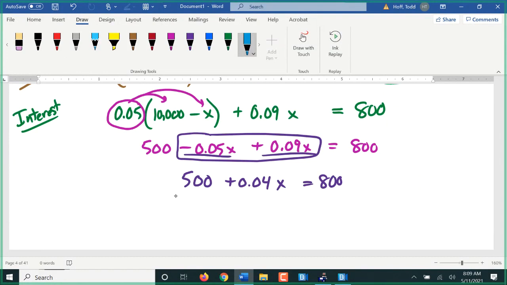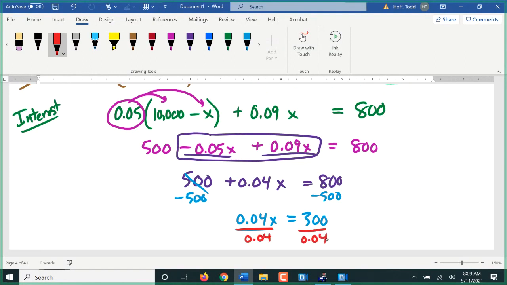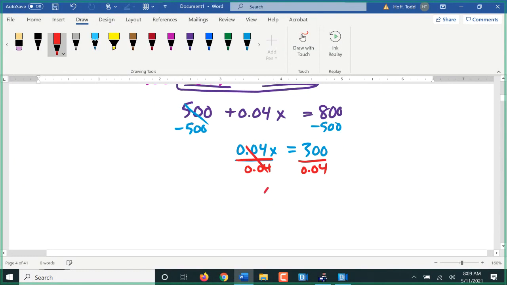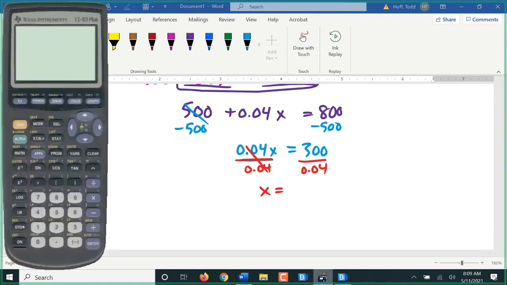Now we're ready to solve. We'll subtract 500. 0.04x equals 300. And we divide by 0.04. X equals 300 divided by 0.04 is 7,500.